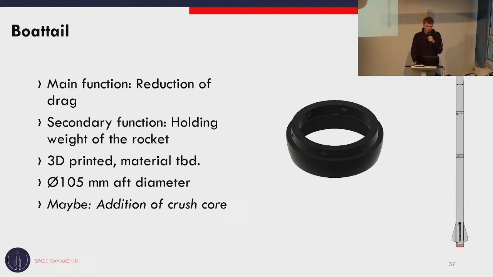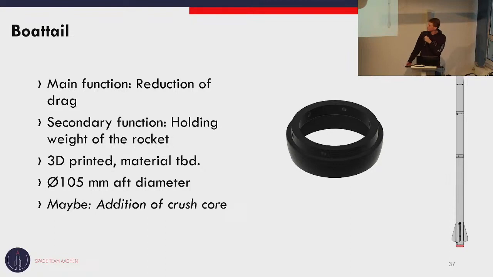This is the boat tail design. As mentioned before, it serves the purpose of reducing drag. Secondarily, it needs to be able to hold the rocket when the rocket is just standing on the ground. It will be 3D printed as well. However, the material has not yet been selected, as we still have some open questions left in terms of heat loading of the boat tail.